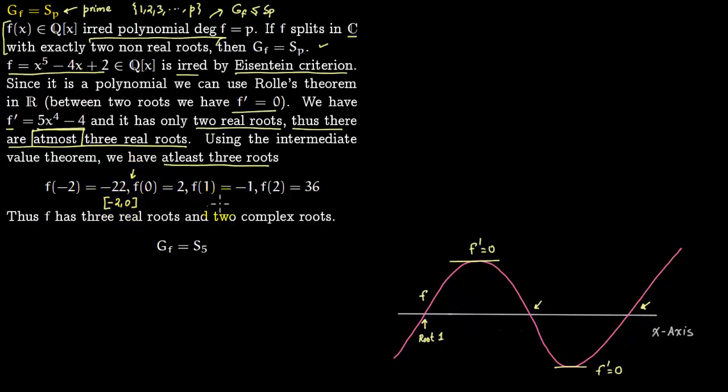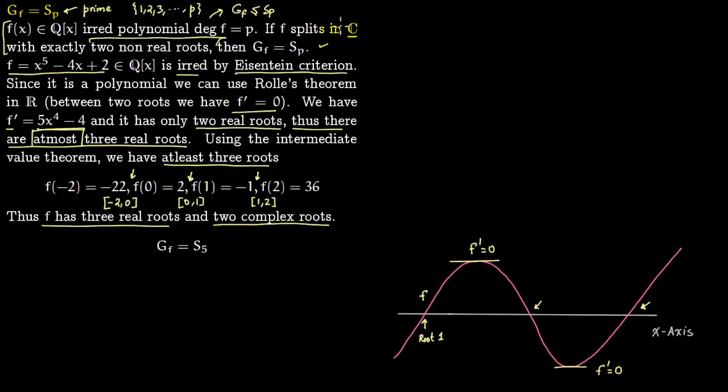So there is one root here, and then between 0 and 1, this is positive at 0 and negative at 1. So it crosses the x-axis somewhere in the interval between 0 and 1. So there is one root right here, and then obviously f(1) is negative and f(2) is positive. So in the interval 1 to 2, there is another real root. So there are at least 3 real roots by the intermediate value theorem, and there are at most 3 real roots by Rolle's theorem. So f has precisely 3 real roots, and since it is irreducible of degree 5, therefore it has 2 complex roots.